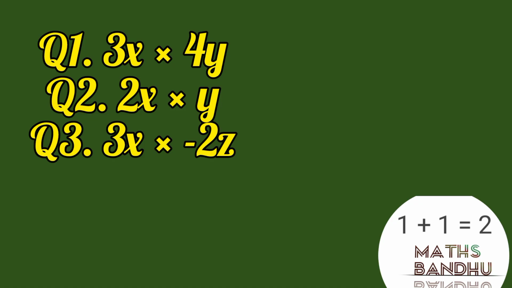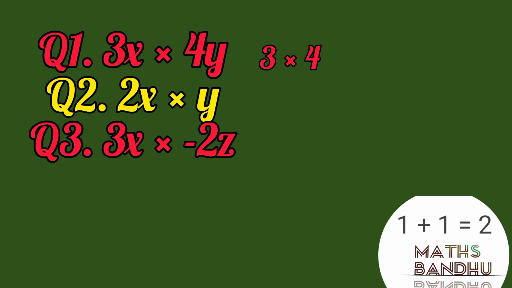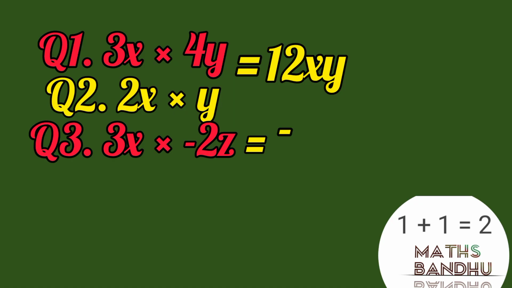As far as I know, you must have had a bit of trouble in questions number 1 and 3. In question number 1, what you have to do is multiply the numbers first. 3 into 4 gives you 12. And x into y, you merge, that gives you xy. Now in the third one, you have to multiply the signs. You know a plus and a minus gives you minus, a plus and a plus is plus. So you have to implement that over here. First the signs: plus and a minus, minus. Then you have to do the same thing as before.